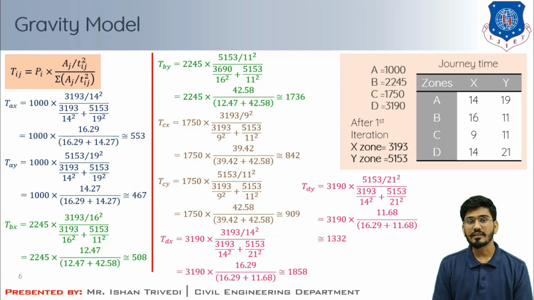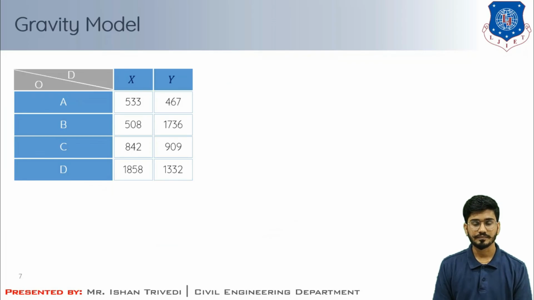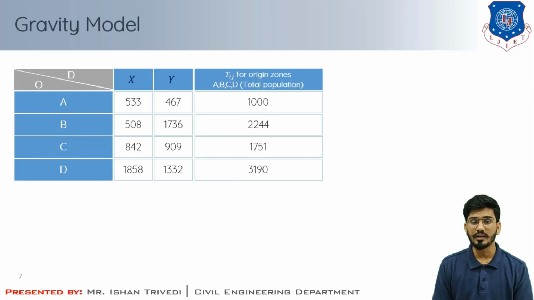Now, as I have computed all the trips between the zones and the X and Y industries, I am again putting these values in the matrix. The origin zones are A, B, C, D, and the destination industries are X and Y. Here if I make the summation, it is again 1000, 2244, 1751, 3190. That is our origin zone calculation.